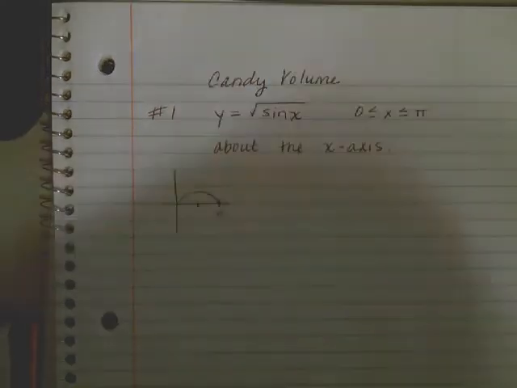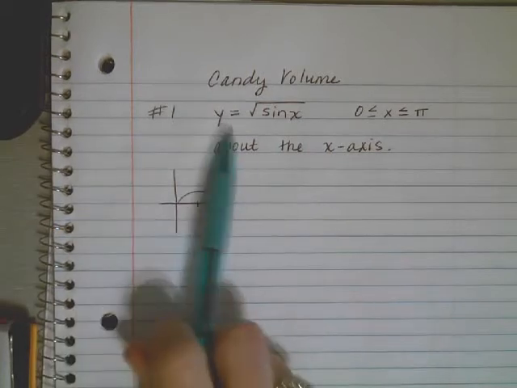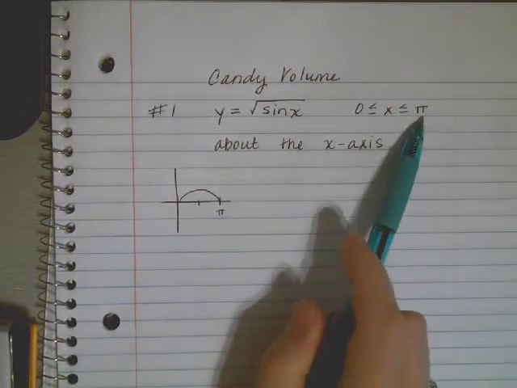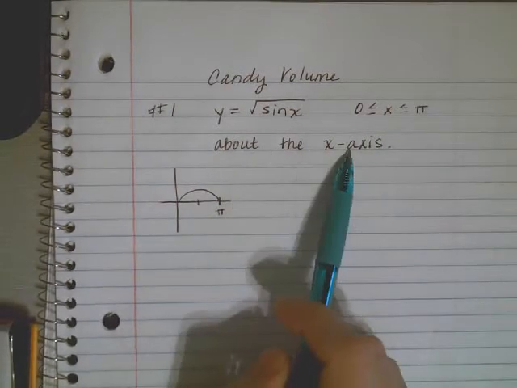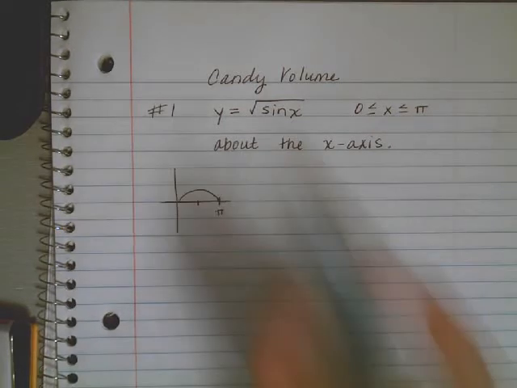So for the first example, candy volume, number 1, you're given y equals the square root of sine x from 0 to pi about the x-axis. So it means it wants you to take this graph and rotate it about the x-axis.